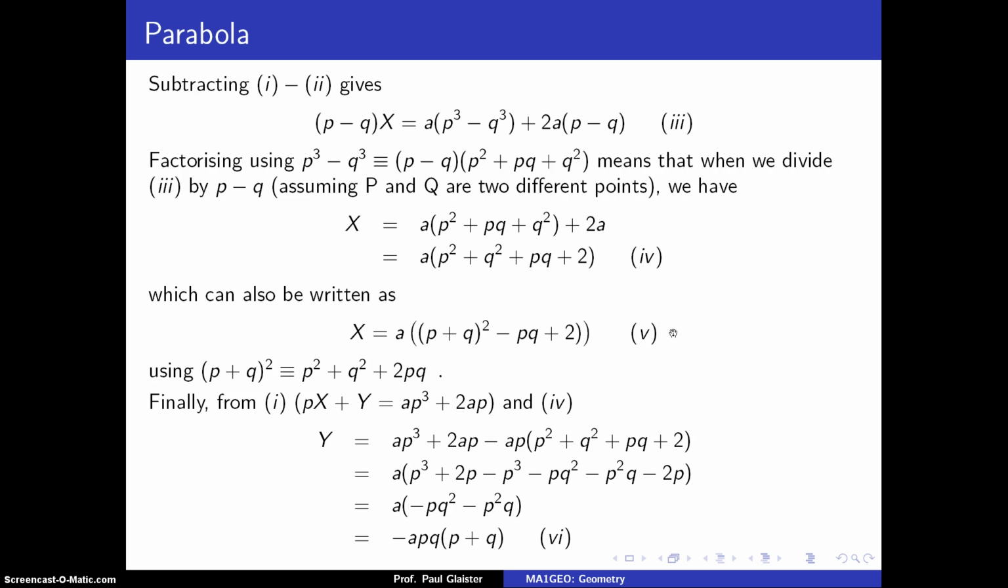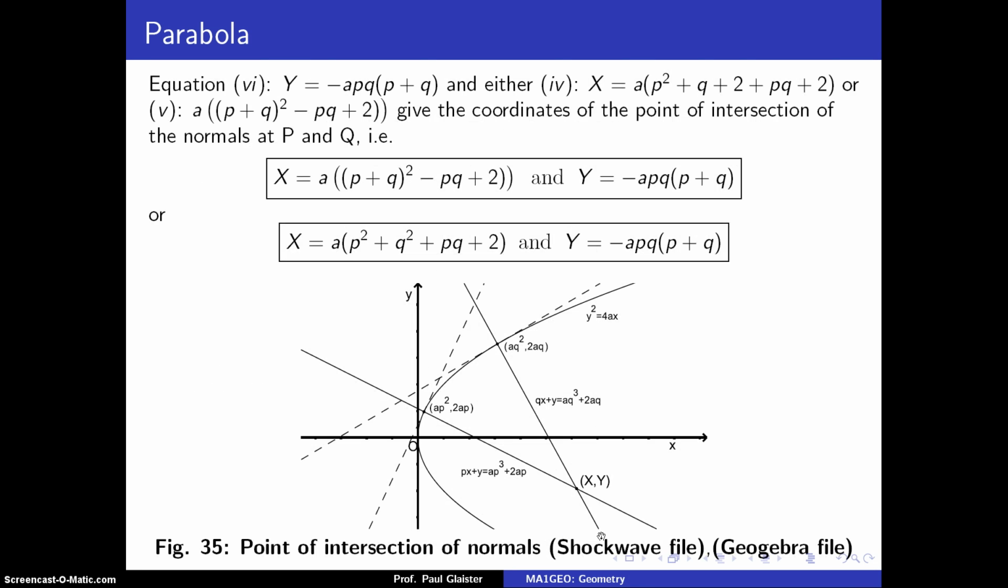Finally, if we substitute for capital X in terms of either of the previous two normal equations, we get capital Y as given by this, and after a little bit of simplification, some cancellation and some factorisation of PQ, we get the formula for the Y coordinate of the point of intersection of the two normals at those two points, and it's minus APQ, P plus Q. So there we have the two forms in the two boxes as shown.